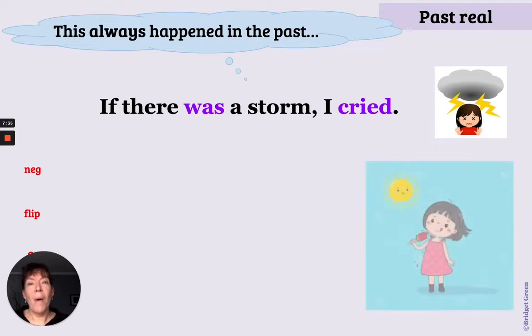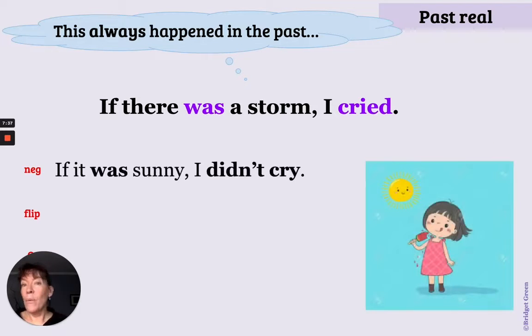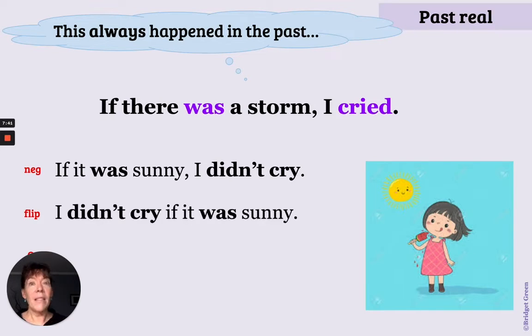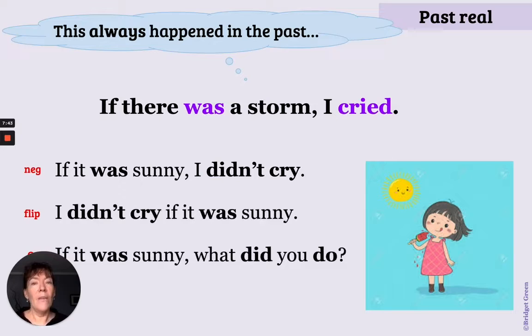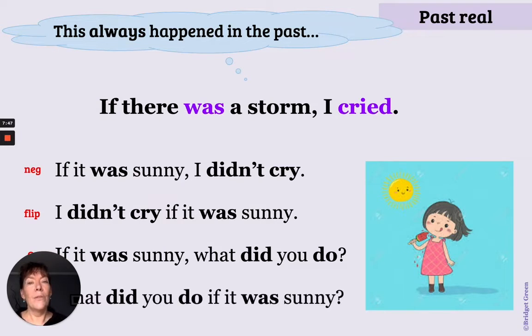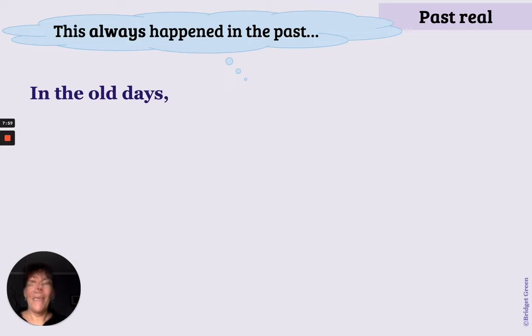If there was a storm, I cried. If it was sunny, I didn't cry. Notice the negative. I didn't cry if it was sunny. If it was sunny, what did you do? There's the question. What did you do if it was sunny? We use these two pasts, if we're talking about things that happened in the past, but probably don't happen anymore.